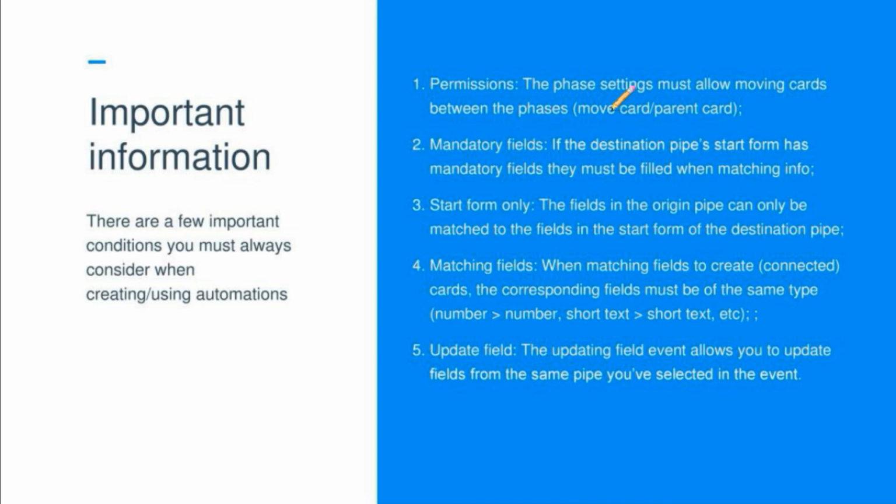Fourth is matching field. When matching fields to create cards or connected cards, the corresponding fields must be of the same type. So if you have a number field, you're going to correspond it to another number field, short text to short text, etc. Fifth is update field, that this action is only available for updating fields in the same pipe as the selected in the event. And also you guys should never forget to connect the pipes before setting up an action that demands creating connected cards or moving the parent card.